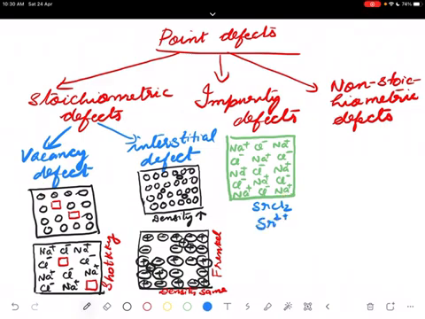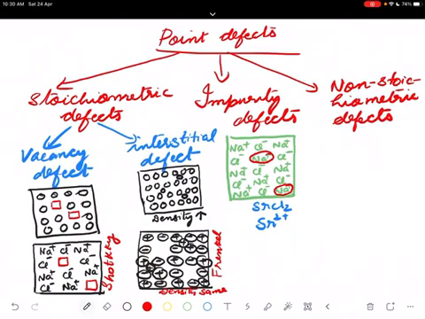SrCl2 has Sr2+. So I am taking out this Na+ and this Na+. Instead of those two Na+, to neutralize those two plus charges, Sr2+ can be added. This process is called doping.